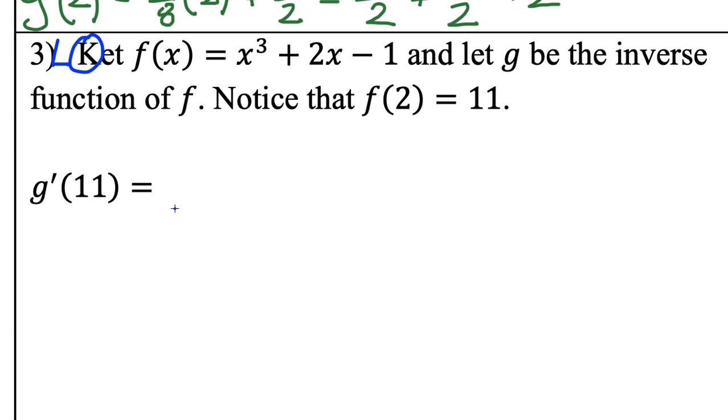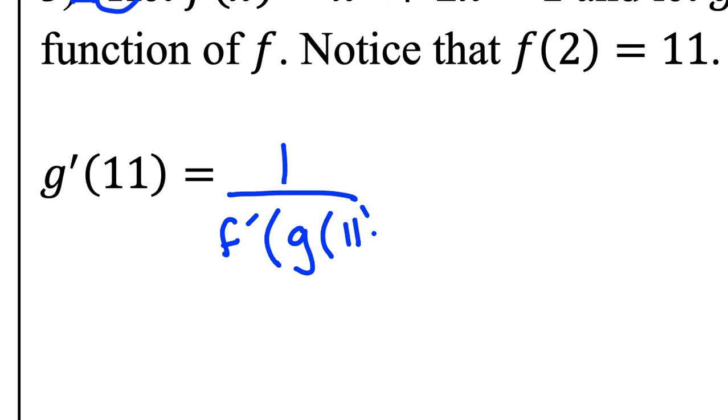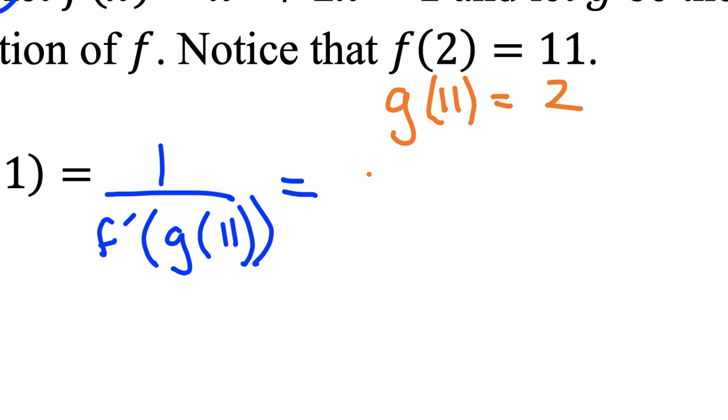All right, so g prime of 11. Try to write the formula on your own. It should be 1 divided by, I'm using f and g, so this is going to be f prime of g of 11. Again, if you don't remember how to memorize this, really think of this as the inner. So this is d inner is equal to 1 over d outer of the inner. And that's kind of where the inner and outers come from. So from here, what is g of 11? Well, I know g is the inverse, so g of 11 must be 2. So coming back over here, I have 1 over f prime of 2.